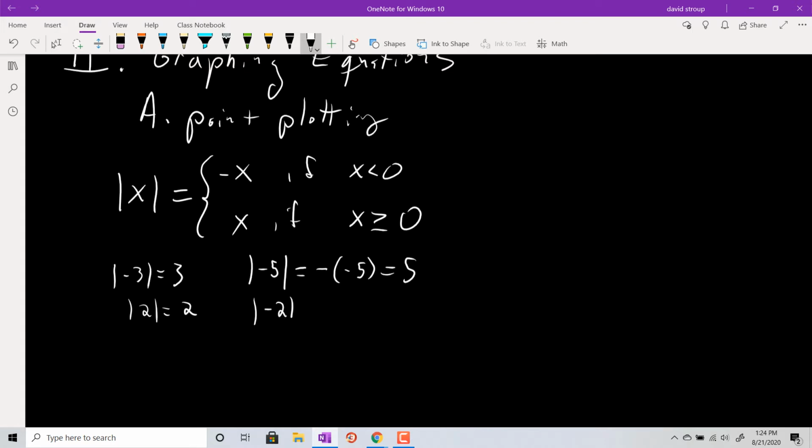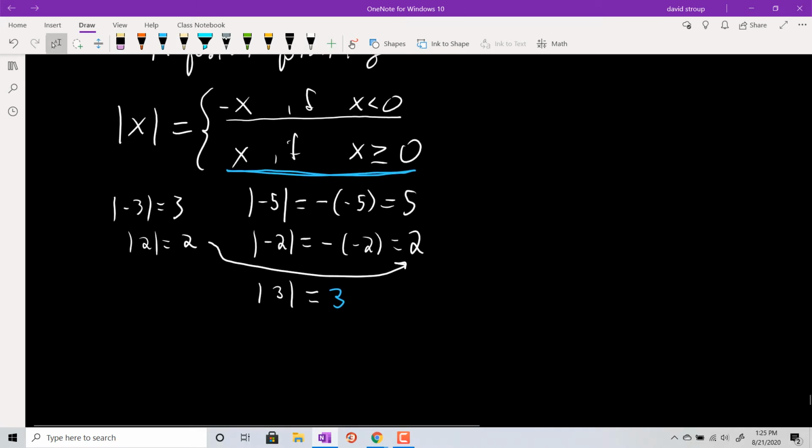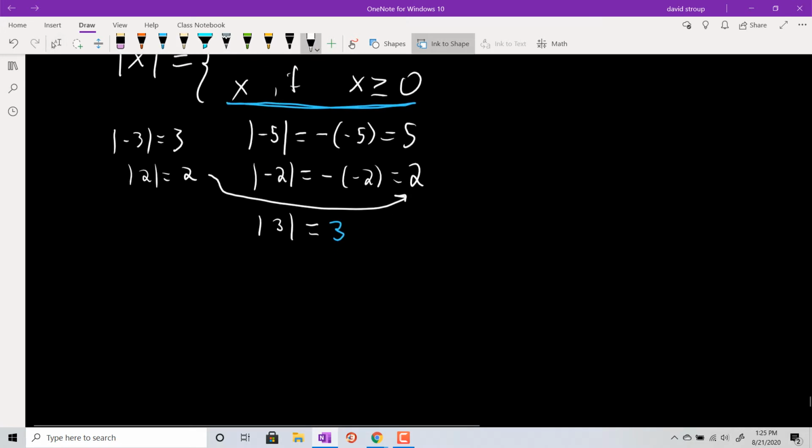Let's try -2. -2 is less than 0, so I use this first part of the definition. So I go -(-2), and of course, that's 2. It follows along with the definition as you already know it. How about +3? If I put in +3, now the x value is greater than or equal to 0, so I use this formula, x. So the absolute value of 3 is just 3. I just want to introduce that definition. It's used a lot later on, but your intuition, as you already have it, is good too.